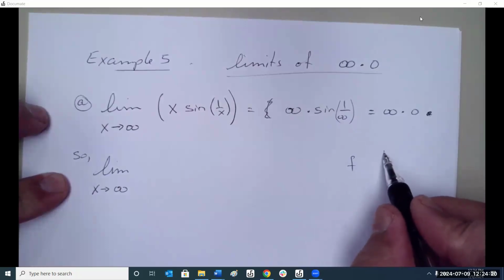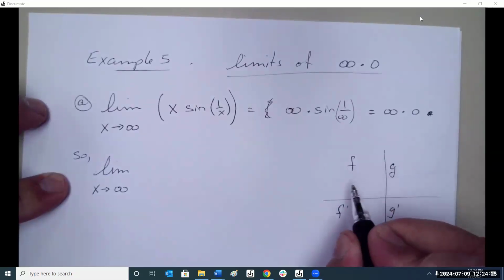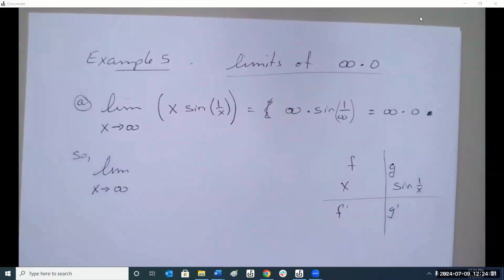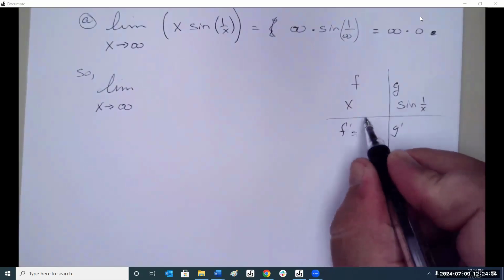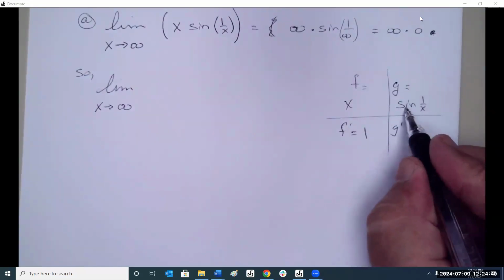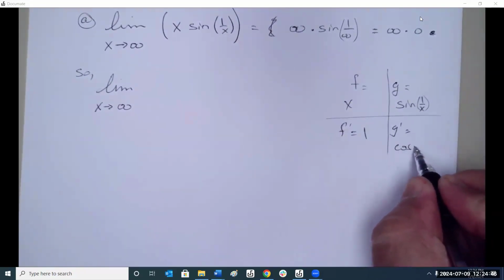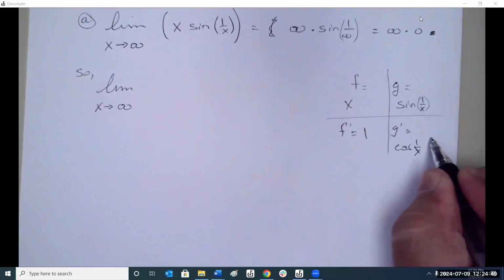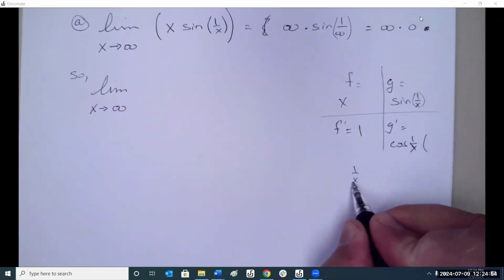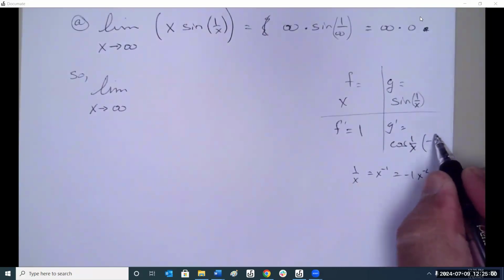We have a product rule. So it's x sine of 1 over x. The derivative of x is 1. The derivative of sine 1 over x: the derivative of sine is cosine times the derivative of the inside. The derivative of 1 over x is negative 1 over x squared.